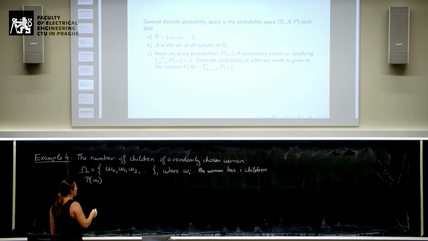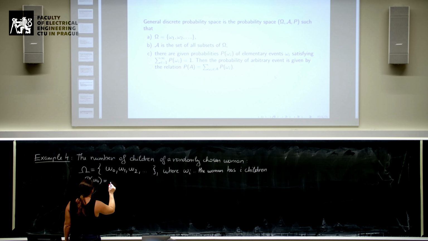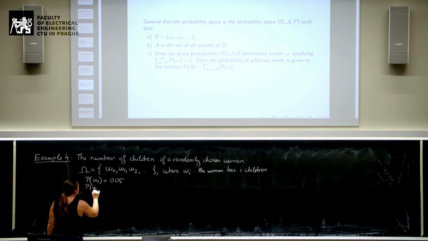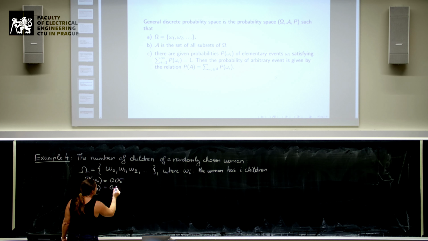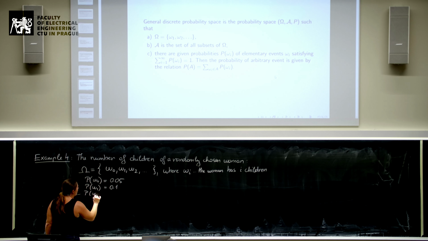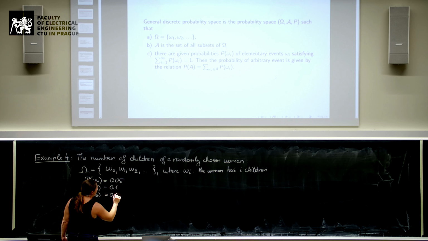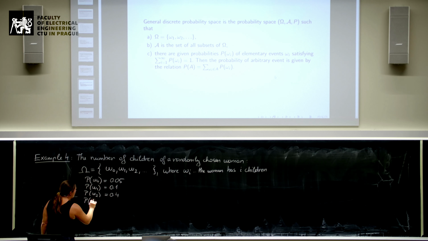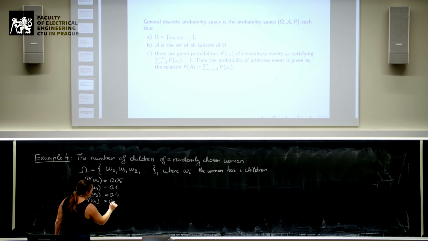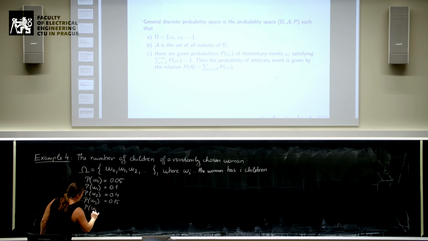So let's say that the probability of 0 children is equal to 0.05. The probability of 1 child is equal to 0.1. The probability of 2 children is equal to 0.4. The probability of 3 children is 0.15. The probability of 4 children is 0.1, and so on. The only rule is that the sum of all these probabilities must be equal to 1.